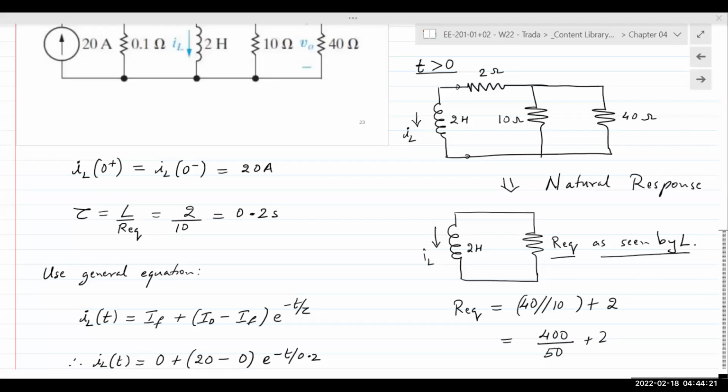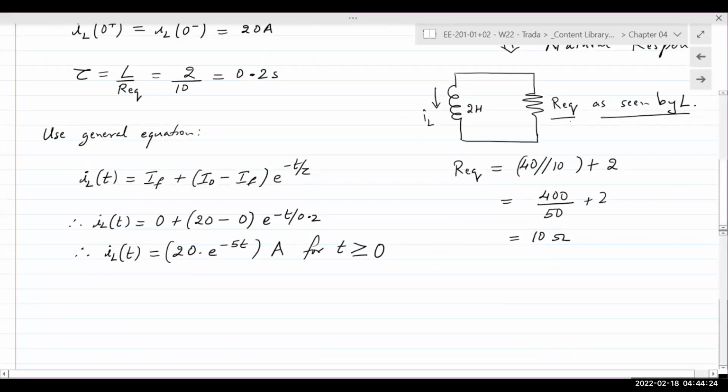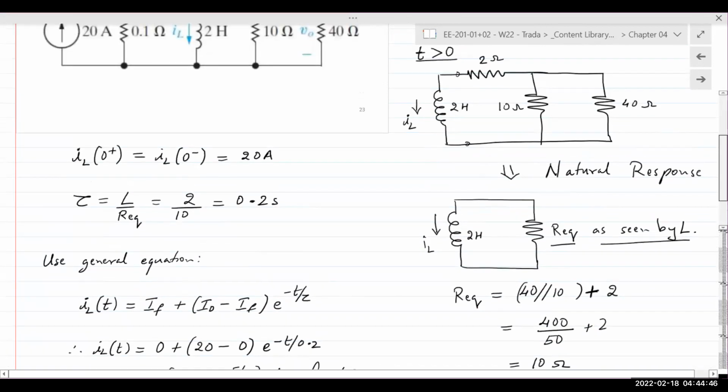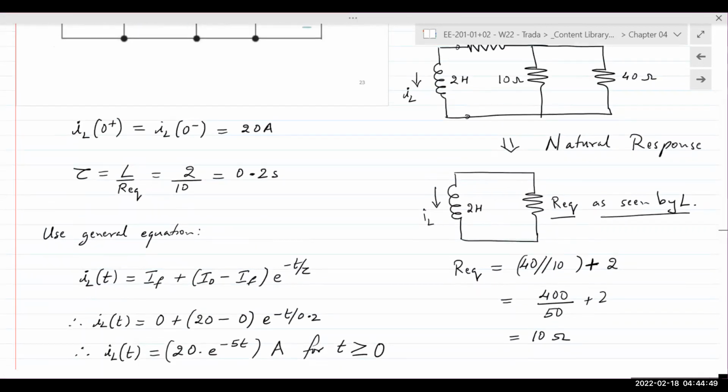Once we do that, we can see that the 40 and 10 ohm resistors are in parallel, and then that is in series with the 2 ohm resistor. So 40 and 10 in parallel is 40 times 10 divided by 40 plus 10, 400 over 50, which is 8. 8 plus 2 gives me 10 ohms. Once I have Req, I calculate tau, and tau is L over R. L over R gives me a time constant tau of 0.2 seconds.